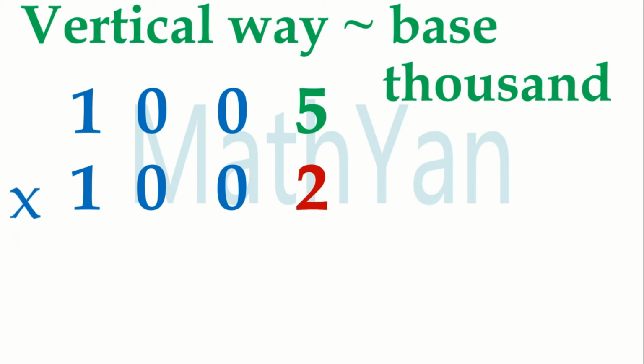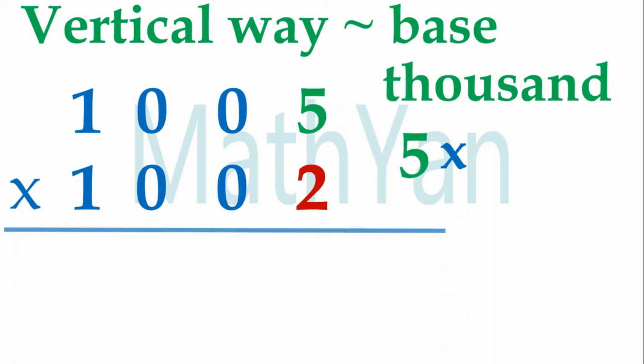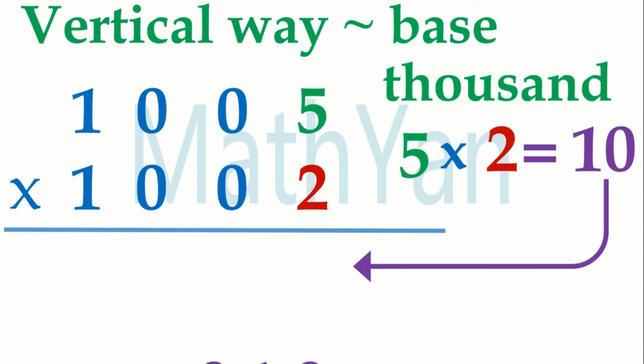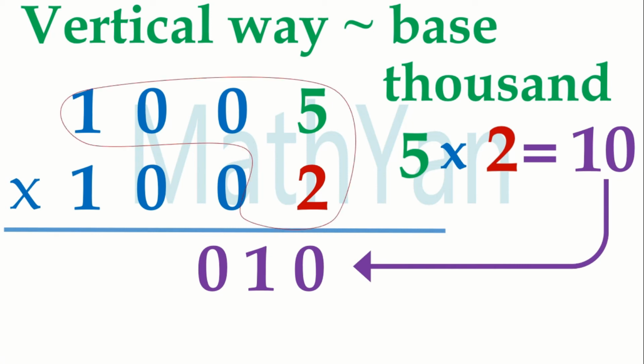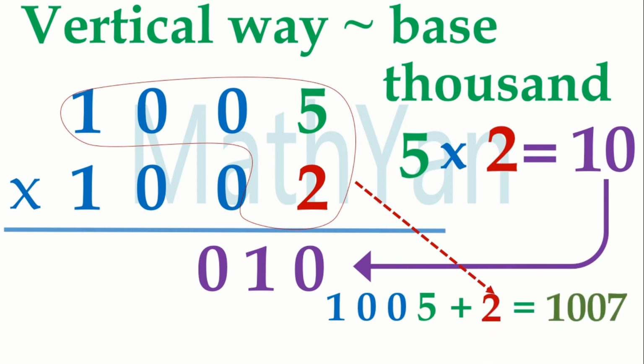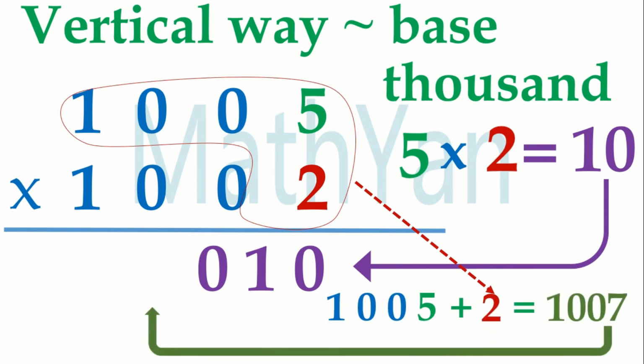Okay, one more. Base 1000. Same procedure. 5 times 2 is equal to 10. You place it here. 3 digits, so you need to add 1 zero in front. So the front 4 digits are still the same. 1005 plus 2 is 1007. So the answer is 1007010.